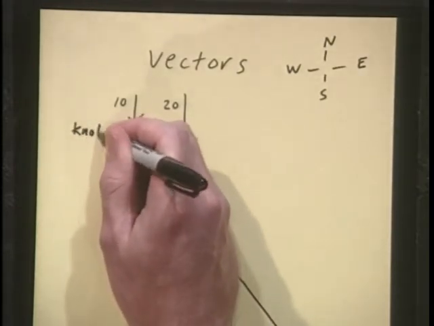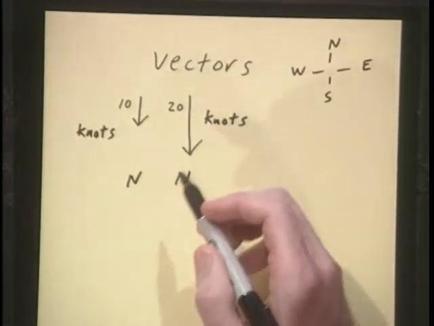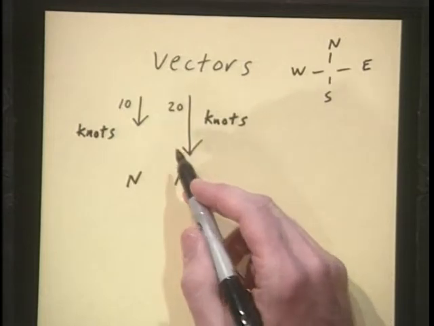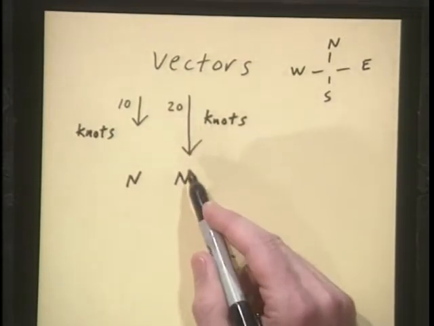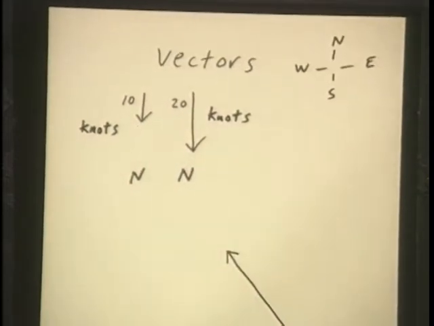We'll give it some units. Let's call it knots. So the vector with the 20 knot wind is twice as long as this other vector, to represent that the wind speed is twice as great as it is with that vector.